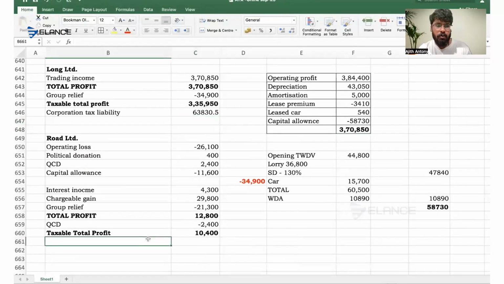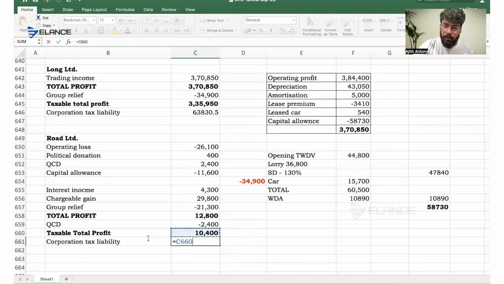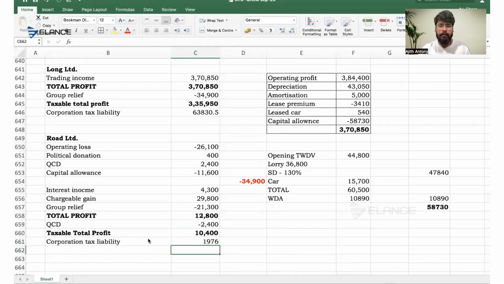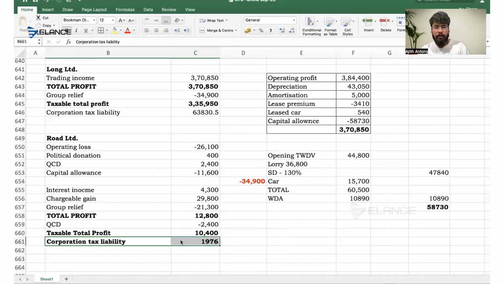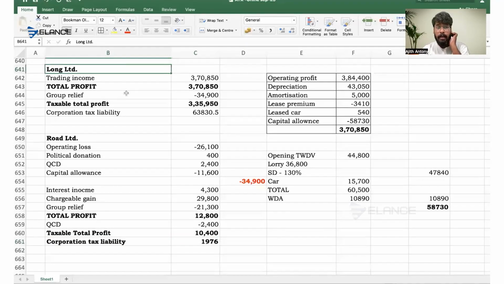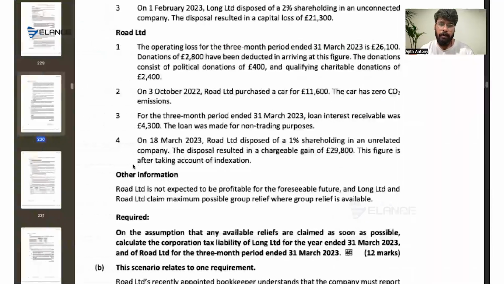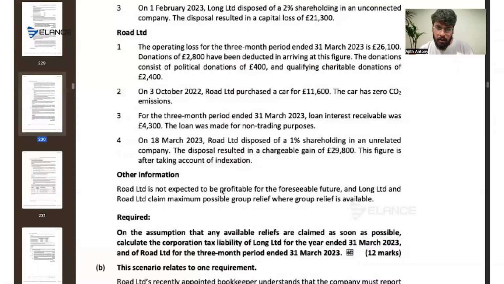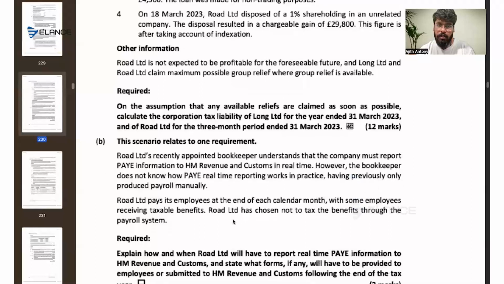Okay, so the corporation tax liability of Rod will be 10,400 into 19%. Okay. It will be the answer of corporation tax liability of Long Limited and Rod Limited. It is the answer of the first requirement. Okay, so we are done with the first part of the question.